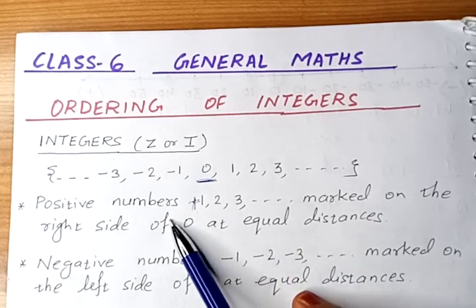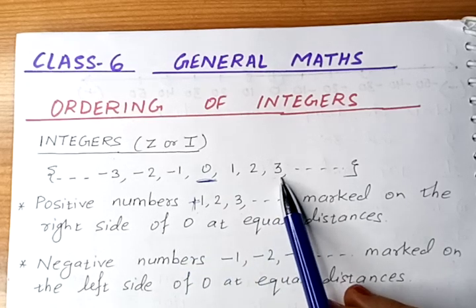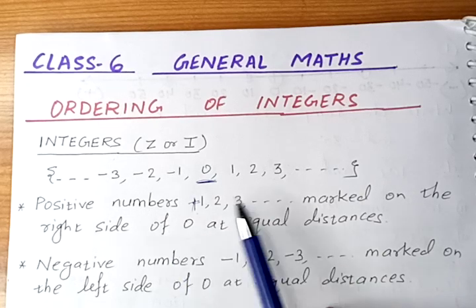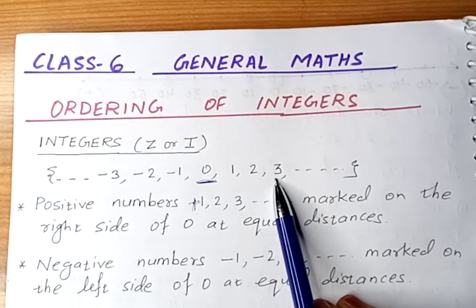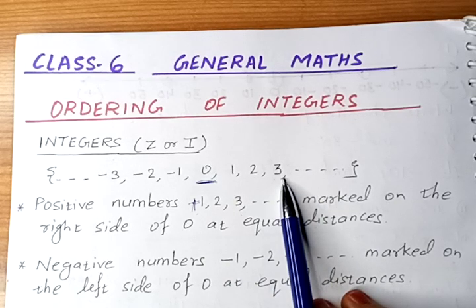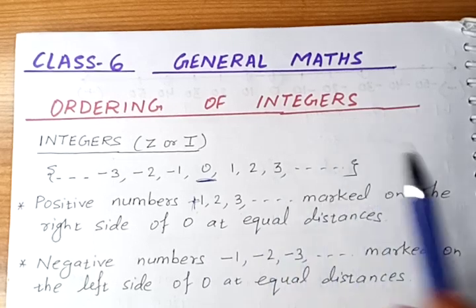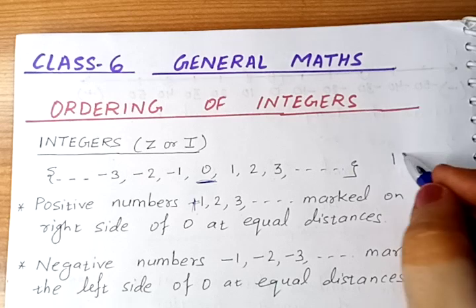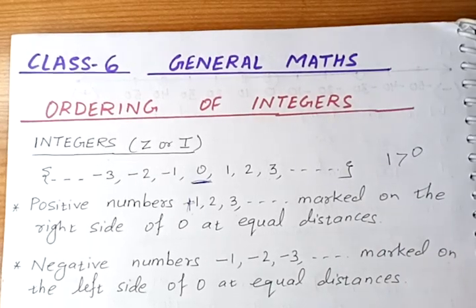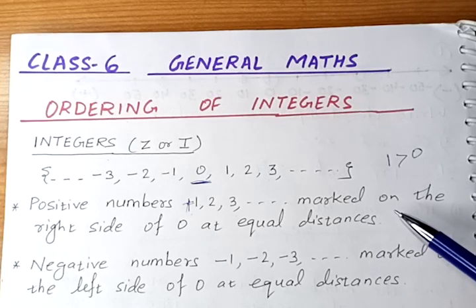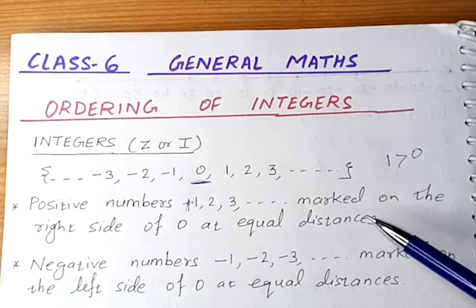So where do positive numbers lie? They always lie on the right side of 0. Remember, positive numbers always lie on the right side of 0, and the values of positive numbers are always greater than 0. All the positive numbers, even plus 1, are greater than 0. Clear? They lie on the right side of 0 at equal distances.